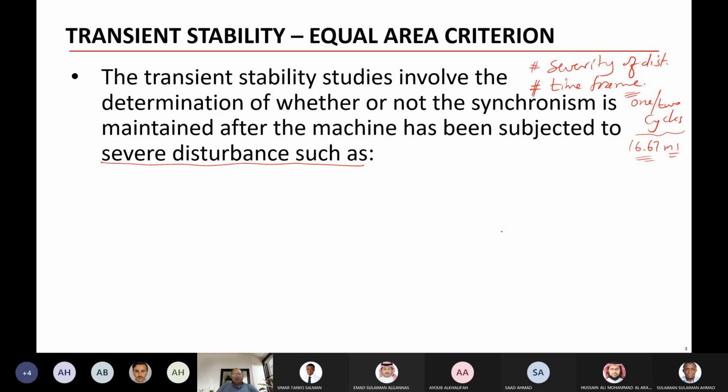And the dynamic stability, we will see it later when we have it, in between, and the time frame could reach 5 seconds or something like this. We will discuss it later on, inshallah.